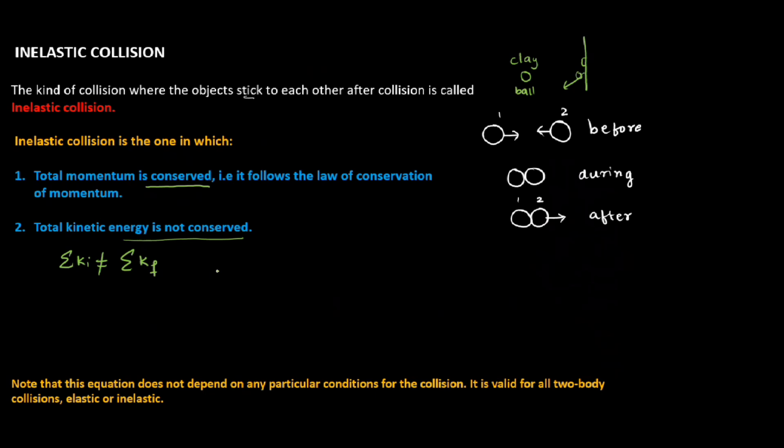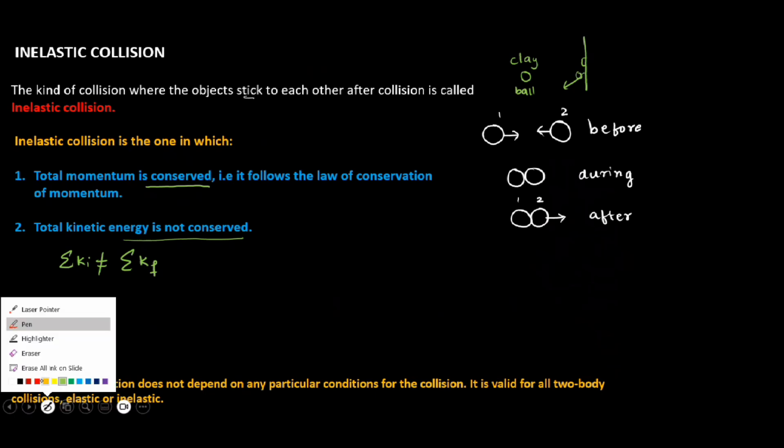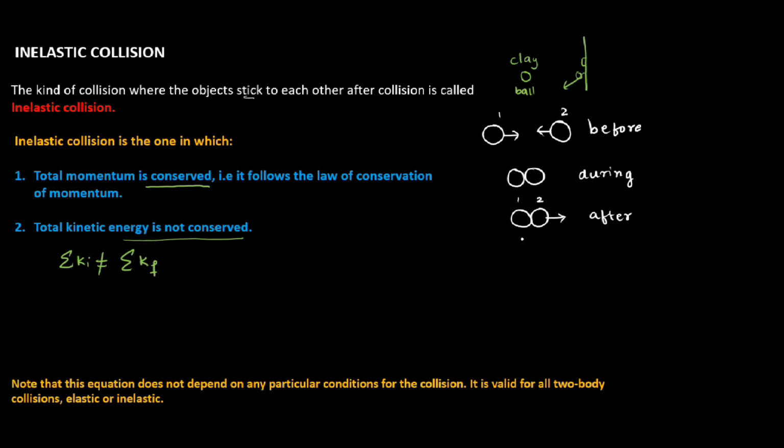So there are two main differences between elastic collision and inelastic collision. First, in case of inelastic collision, the two objects stick to each other after collision, whereas in case of elastic, they are separated from each other. So this is the first difference. Second difference, in case of inelastic collision, kinetic energy is not conserved. For elastic, this was conserved. So this is the second point of difference. You need to know the differences between these two kinds of collision because they can ask you questions in exam.